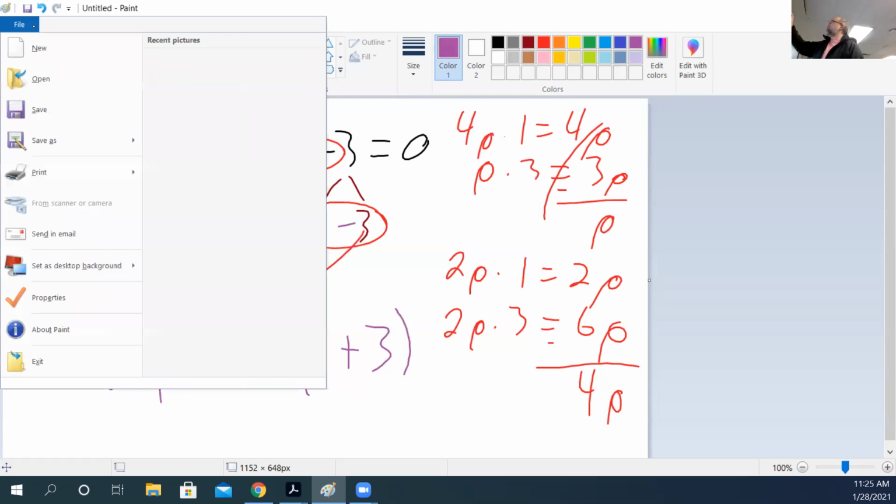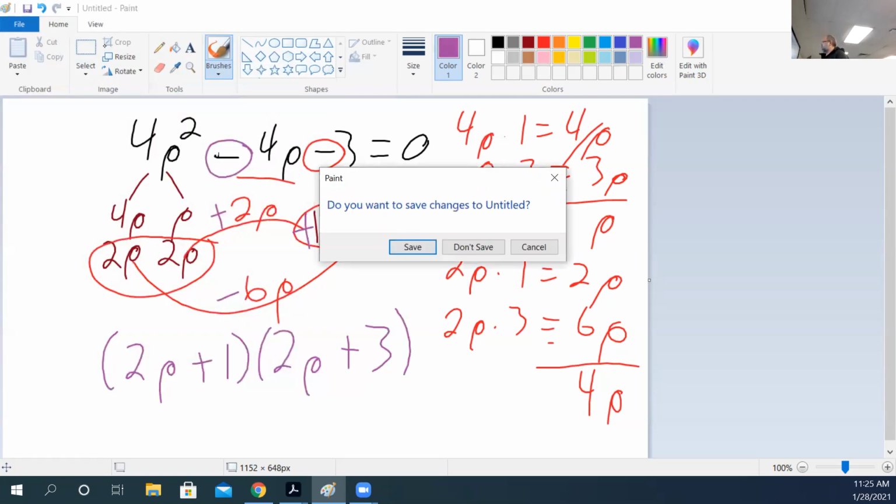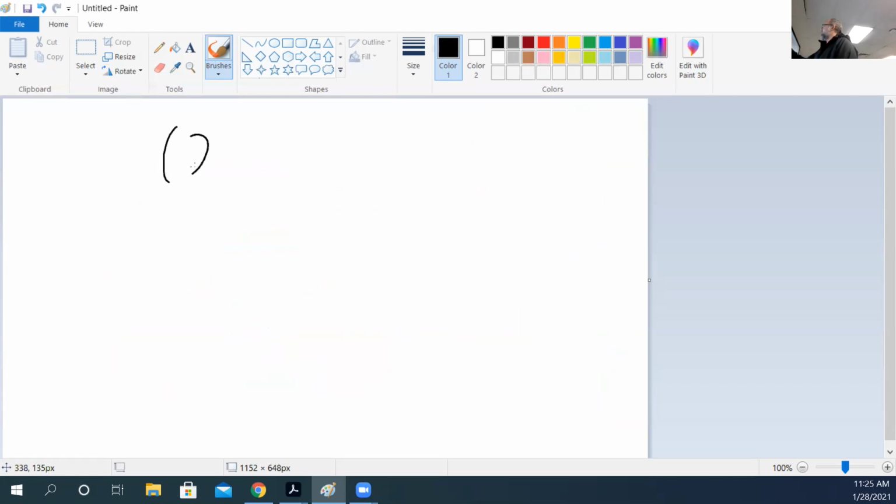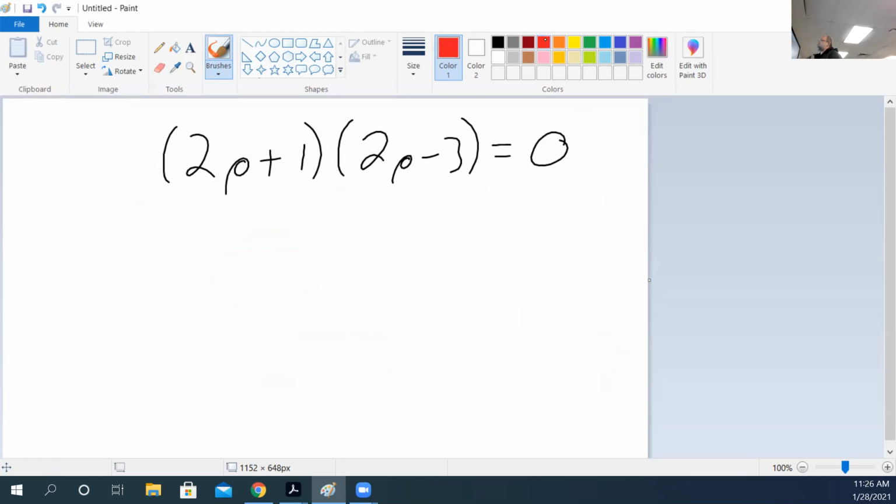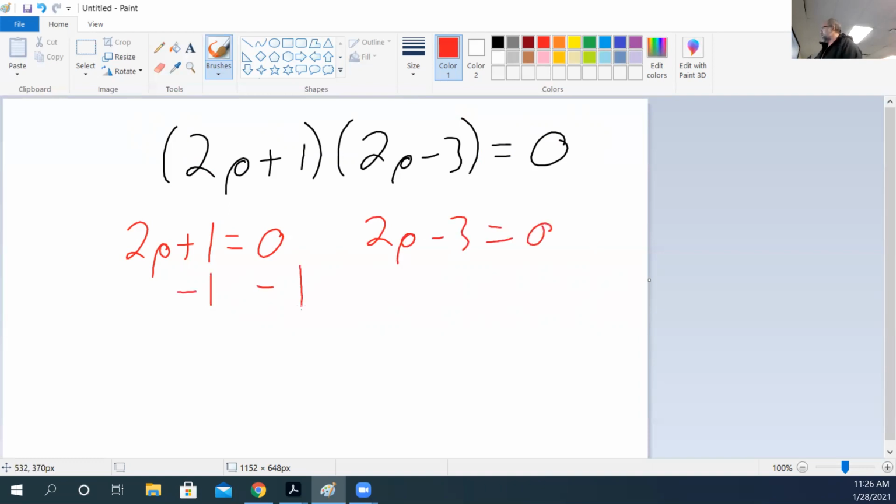All right, I'm going to take this over and sort of restart the factoring part. Remember, we got it to 2p plus 1 times 2p minus 3 equal to 0. All right, so now I have room. So let's separate out the factors. 2p plus 1 equal to 0. This one's 2p minus 3 equal to 0. So first, you got to subtract 1 on this one, both sides. And 2p equal to -1. And you divide by 2 both sides. So p equals -1/2.